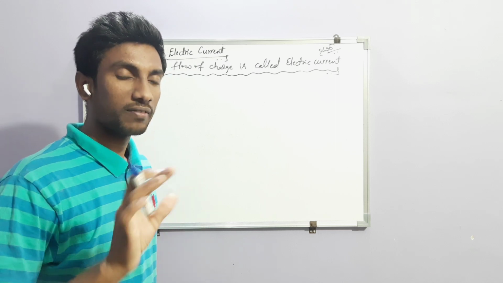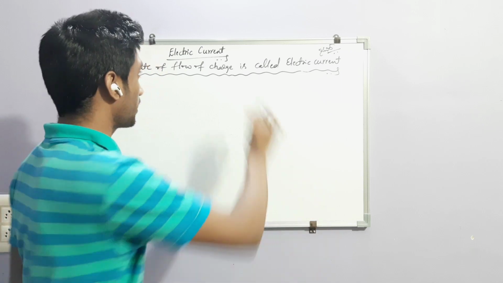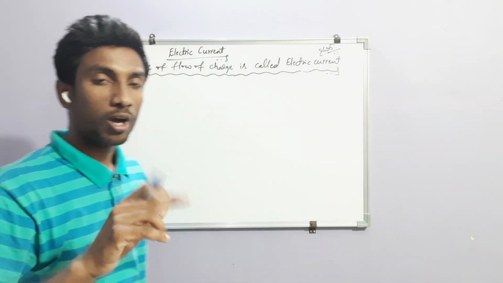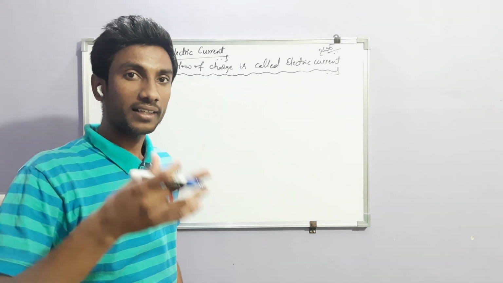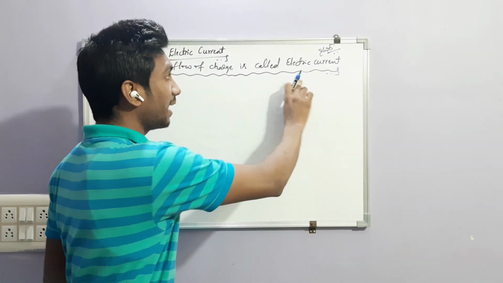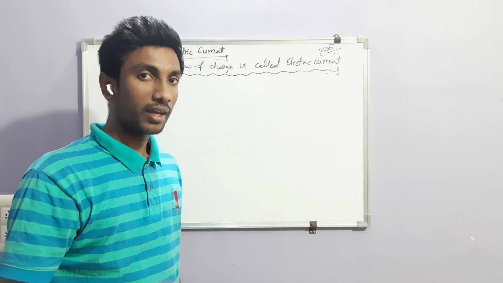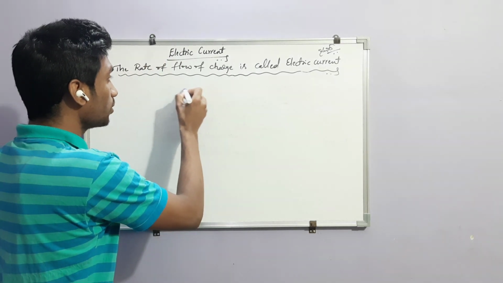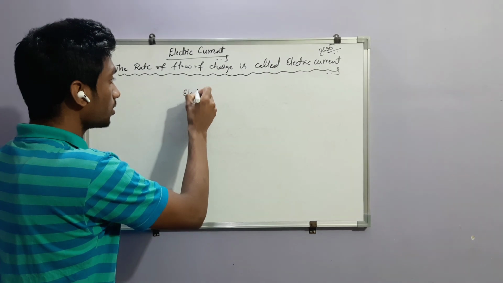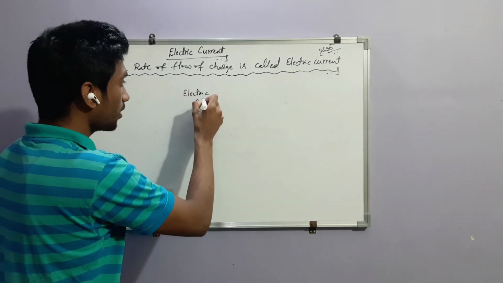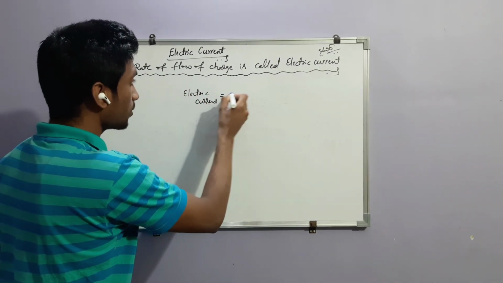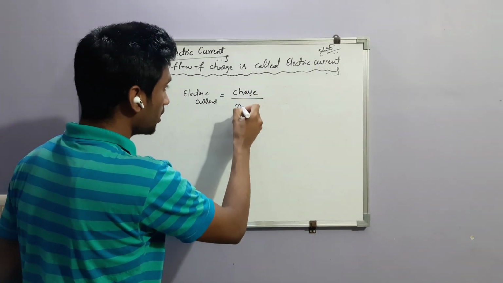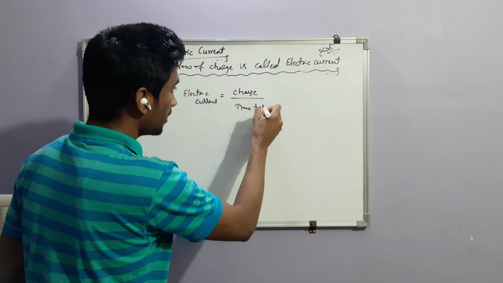In this session we are going to understand the topic of electric current. What is electric current? The rate of flow of charges in a conductor, that we call the electric current. How to write it mathematically: electric current is equal to charge divided by time taken.